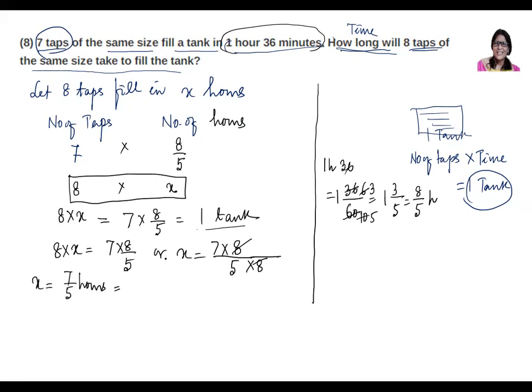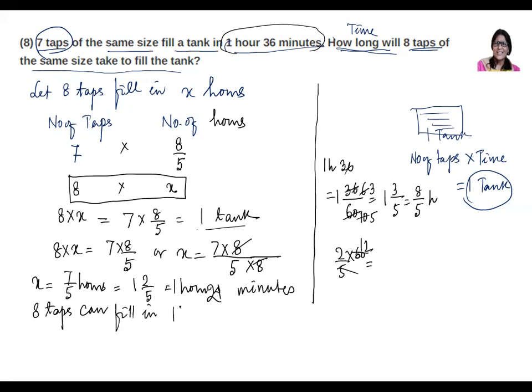So how to make it into hours and minutes? It will be 1 whole 2 by 5. So 1 hour. And how to make it into minutes? 2 by 5 into 60. So it will be 40 minutes. Oh, sorry, it will be 24 minutes. It cannot be 40 minutes. It cannot be more than that. 1 hour, 24 minutes. Okay. So we got it. 8 taps can fill in 1 hour, 24 minutes.